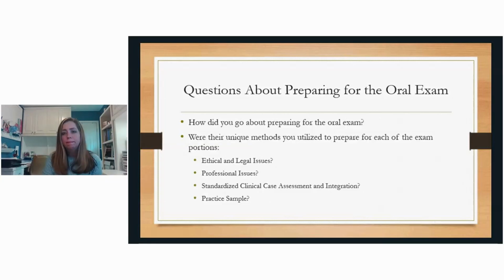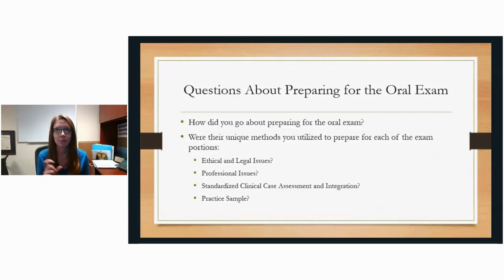Yeah, the case examples sound really critical and important to practice. Professional issues, how did you prepare for that section of the exam?